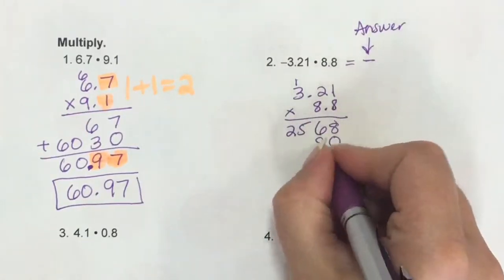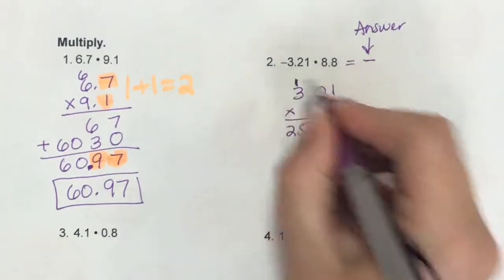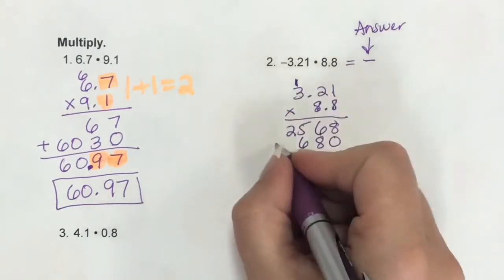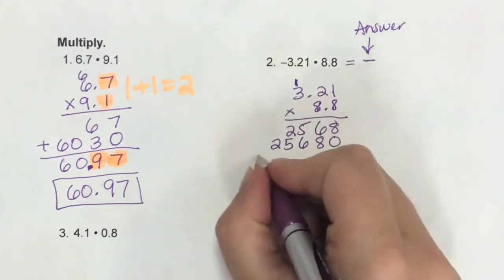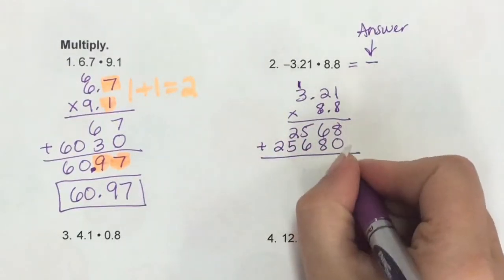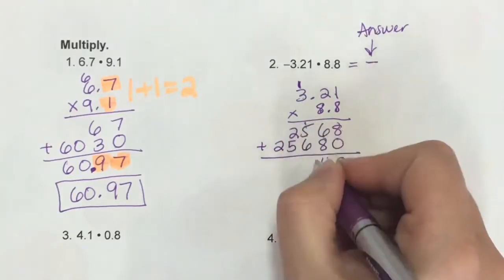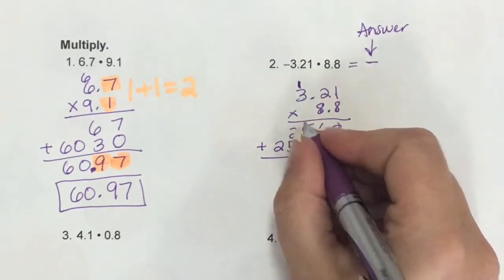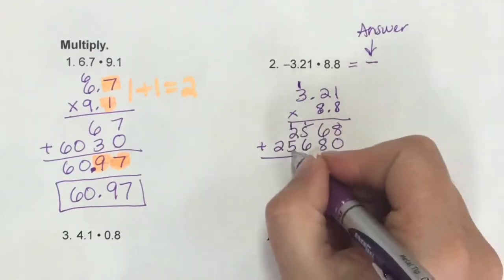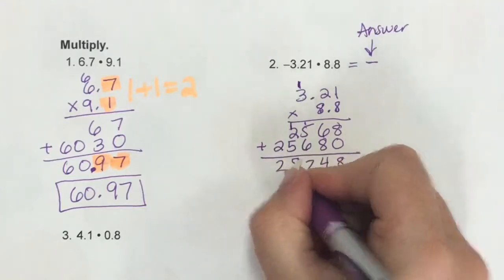8 times 1 is 8. 8 times 2 is 16. Write the 6. Carry the 1. 8 times 3 is 24 plus 1, which would be 25. Now I'm going to add. 8 plus 0 is 8. 6 plus 8 is 14. Carry the 1. 6 plus 5 is 11. Plus 1 would be 12. Write the 2. Carry the 1. 5 plus 2 is 7. Plus 1 is 8. And then we have 2.